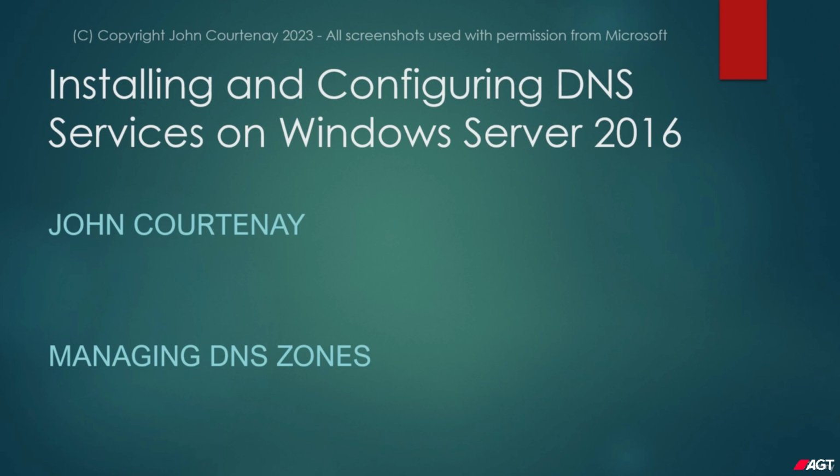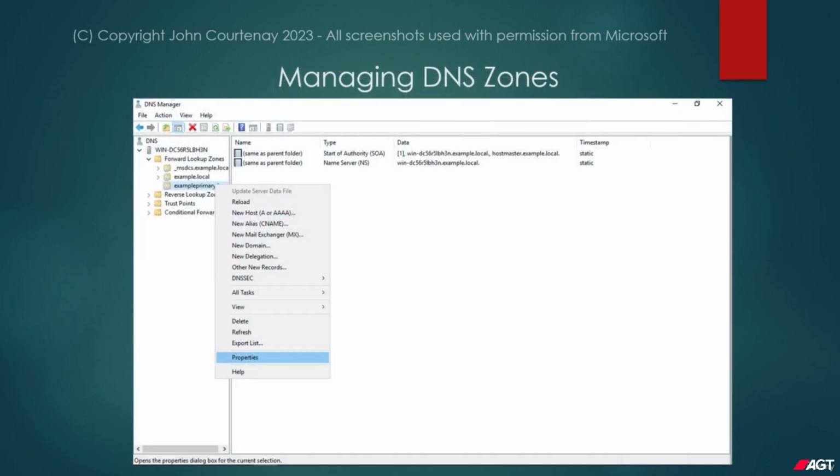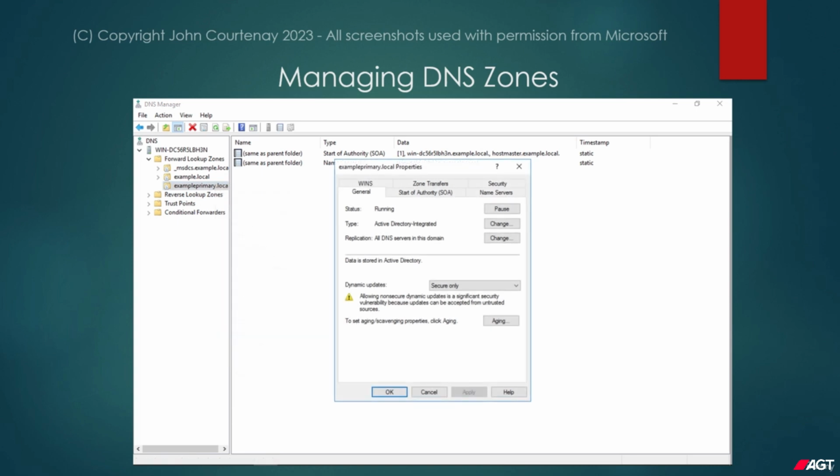So far, we've gone over creating different types of DNS zones, so now let's see how to manage them. To manage a primary zone, double-click on example primary.local so that the arrow to its left disappears. Then right-click on this and click on Properties. First, we have the General tab.